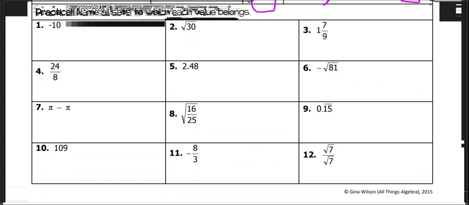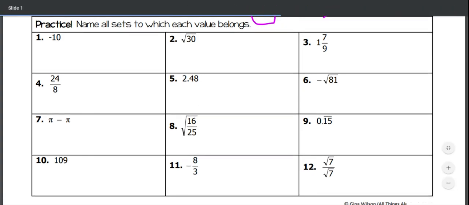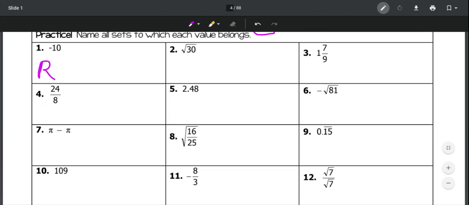So let's look at the first two. We have negative 10. First of all, negative 10 is going to be a real number, because every single one of these is going to be a real number. Now, we also know that it's negative, so that means that it could be an integer. The best way to do this is probably to start from the top. So we know that's a real number.